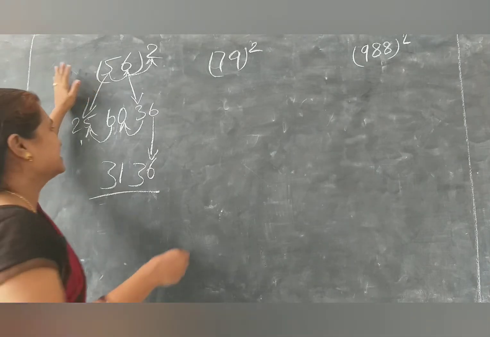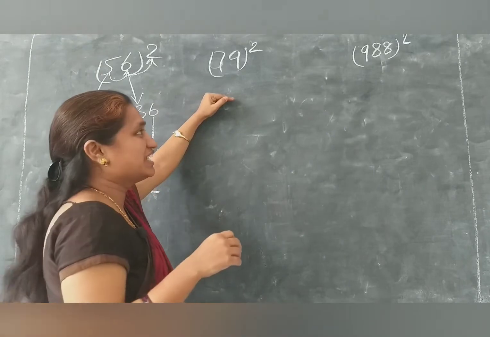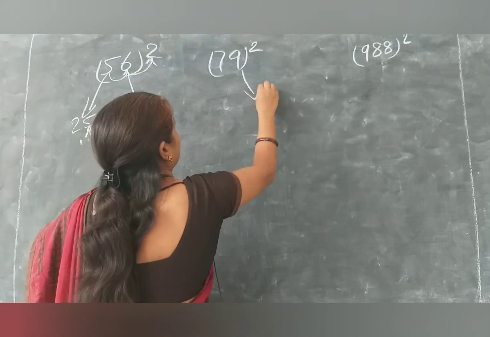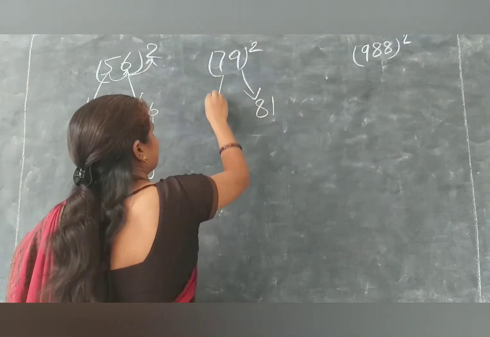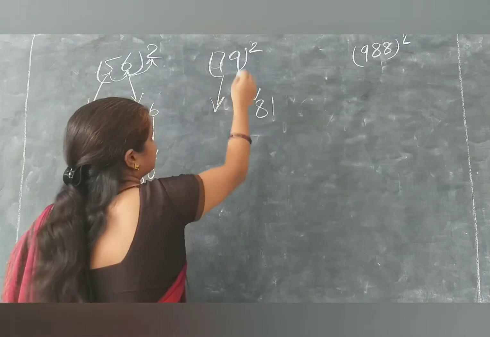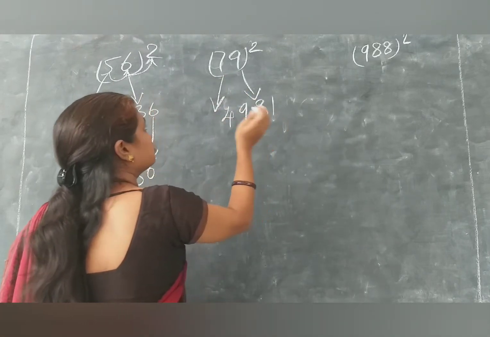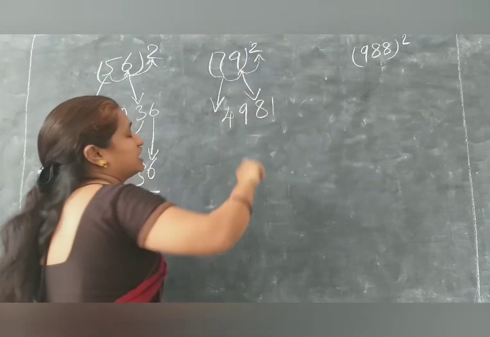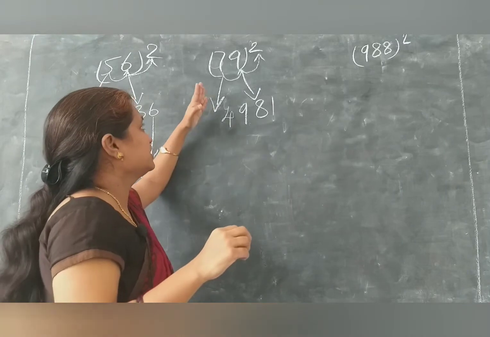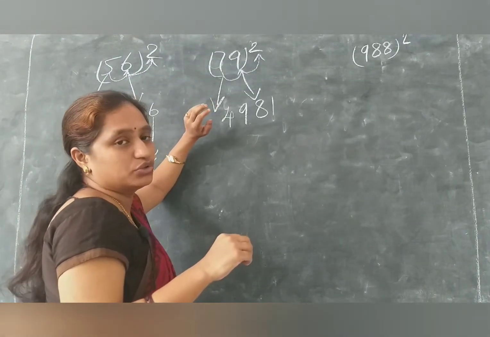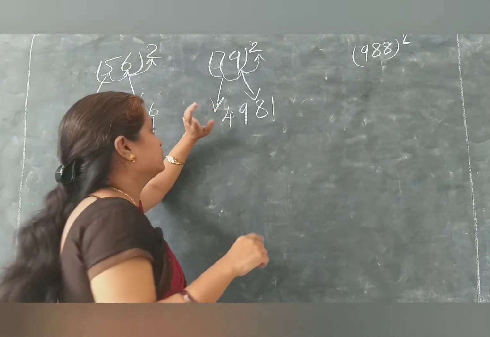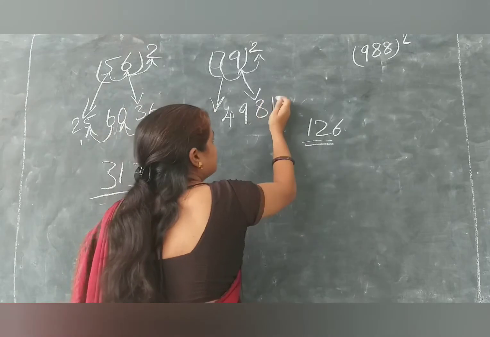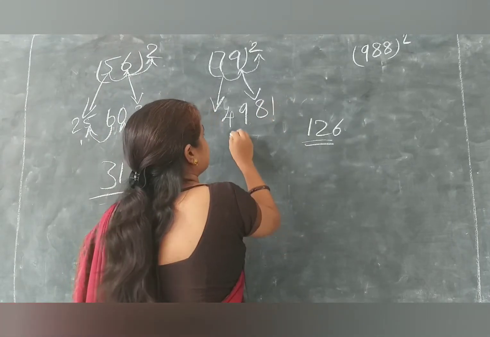Yes? So, let's see how we are going to do this 79 square. This is trick 2. Okay. Now, 9 square is 81. 7 square, what is 7 square? 49. Then, what should I do? I have to multiply 7 into 9 and into 2. 7 9s are 63. 63 into 2 is 126. So, 126. Where should I write 126? I have to leave the first digit and write 126 here.